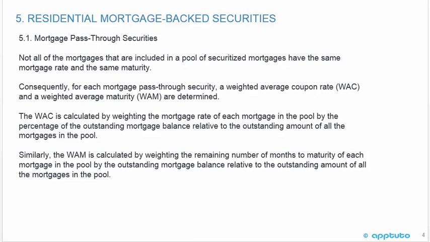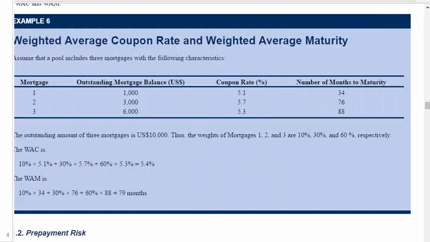It's easy. Similarly, the weighted average maturity is calculated by weighting the remaining number of months to maturity of each mortgage in the pool by the outstanding mortgage balance relative to the outstanding amount of all the mortgages in the pool. So we'll just take a second to look at that example in the text right now, but it's just a weighted average. It's easy to calculate the weighted average coupon rate and the weighted average maturity. So here's just a quick example. You can see example 6, the weighted average coupon rate and weighted average maturity.